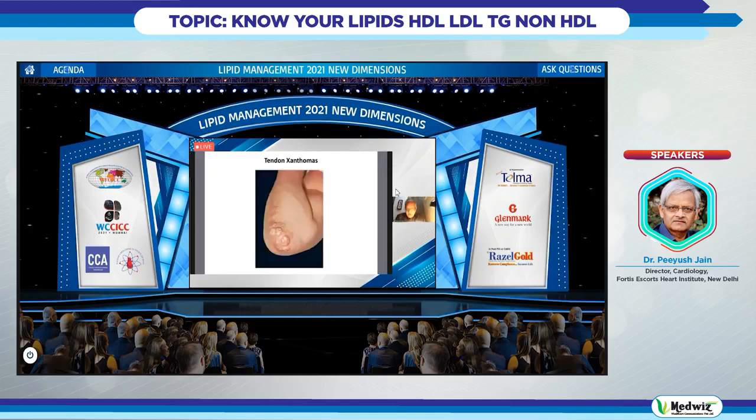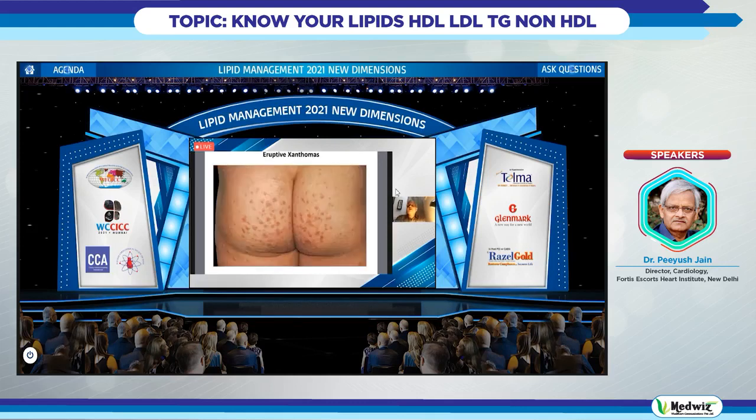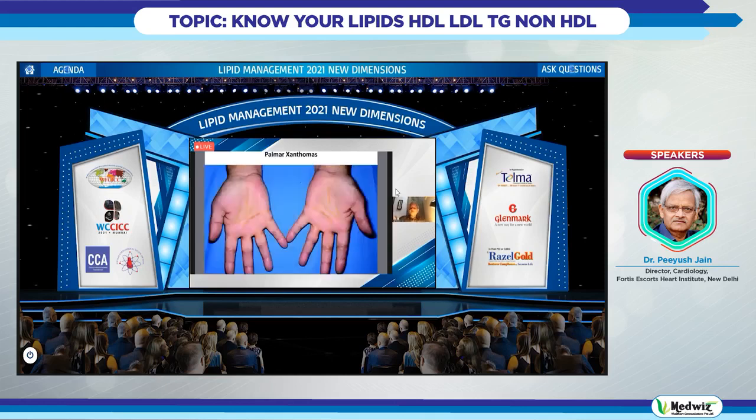The first thing regarding lipids: blood lipid abnormalities rarely manifest with any symptoms. In exceptional circumstances, like genetic dyslipidemias, you would have certain manifestations which indicate that the patient may be having dyslipidemia, like tendon xanthomas, xanthelasmas, eruptive xanthomas, and palmar xanthomas.